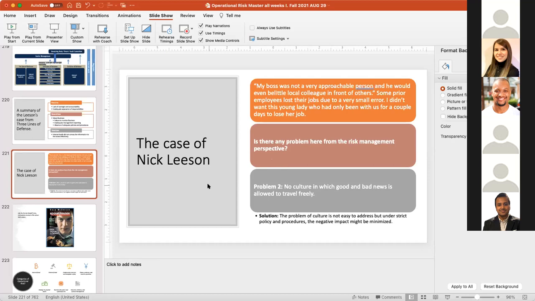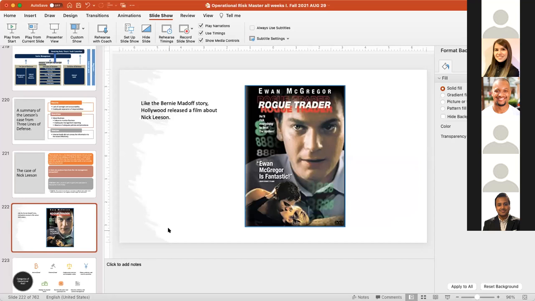And here's the best part. Just like the Madoff story, there's a movie, a video that you can get, about Nick Leeson. It's starring Ewan McGregor. You can get it on Amazon Prime. It's okay. If you're looking for some entertainment and you have a couple of hours to kill, I recommend it, but you can get by in the class. It's not going to hurt you if you don't watch it.